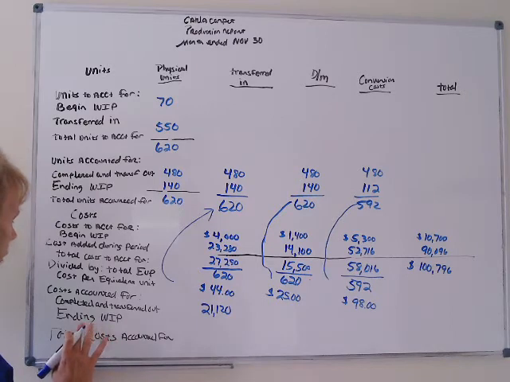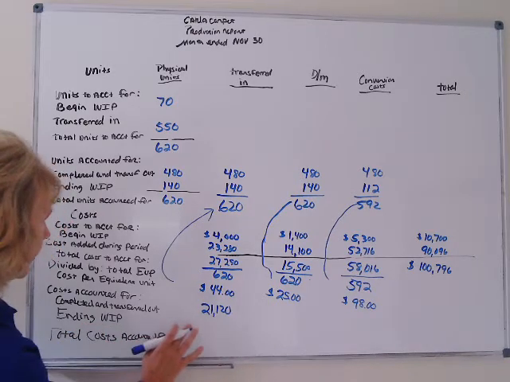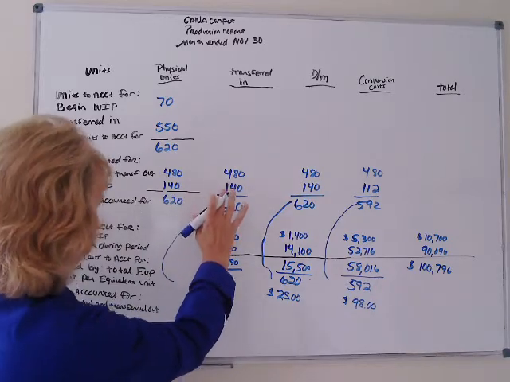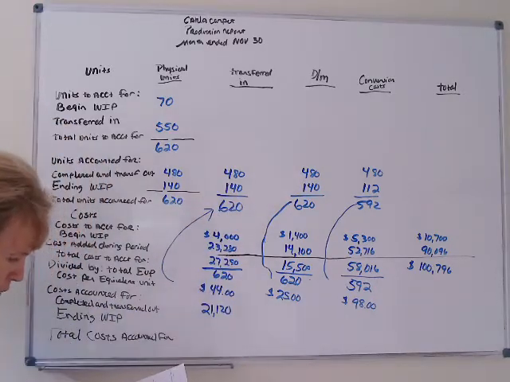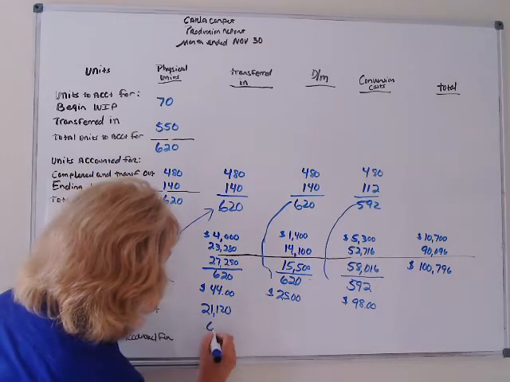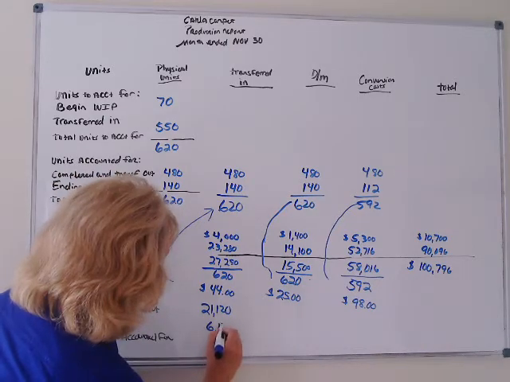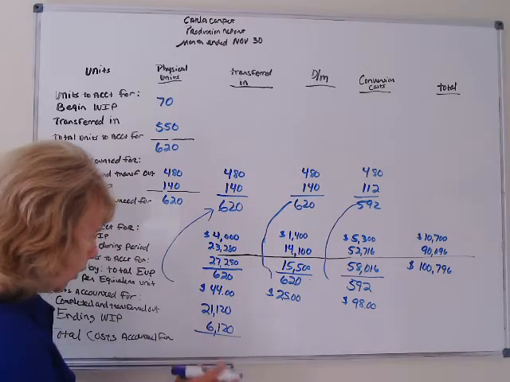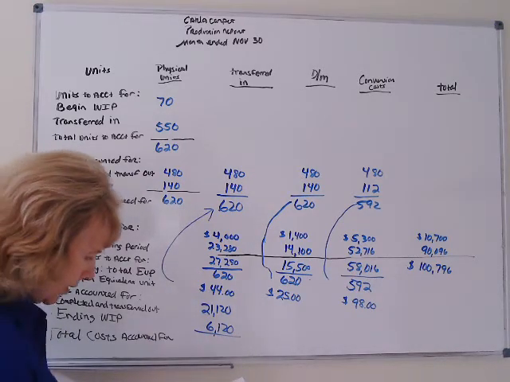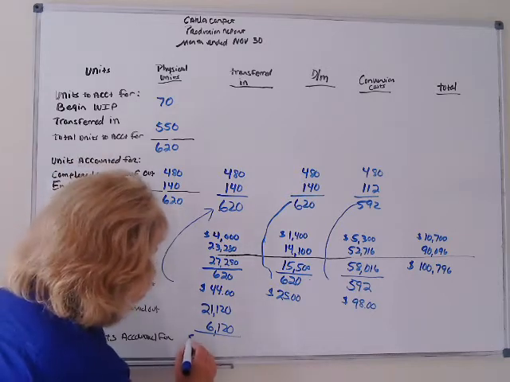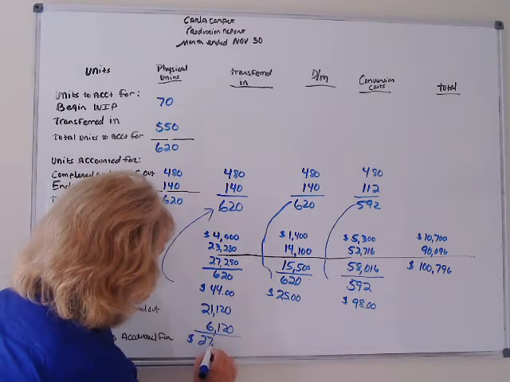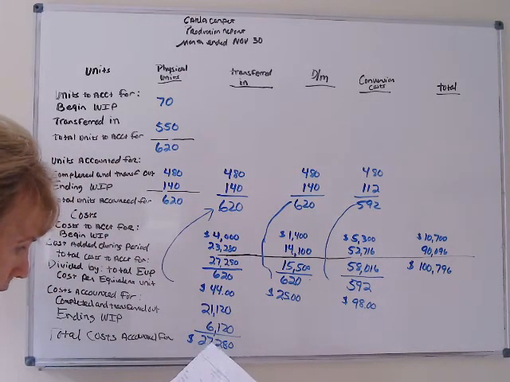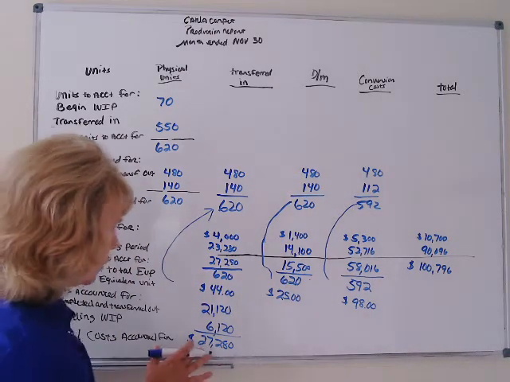Next, I'm going to work on the ending work in process. I take my ending work in process, trace it across, 140 times 44, and that gives me 6,120. And then I total it up, 21,120 plus 6,120. We have 27,280. So transferred in is 27,280. Those are my total costs.